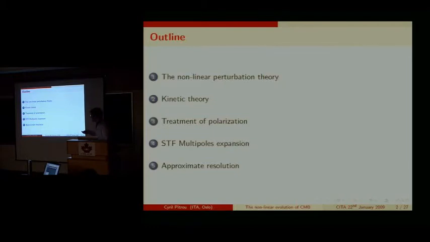Can you repeat what STF is? STF, symmetric trace-free tensors, multipoles.